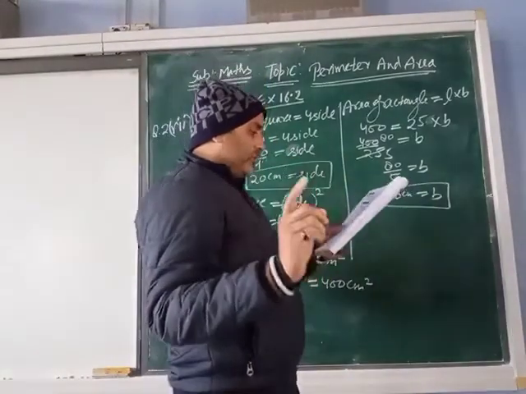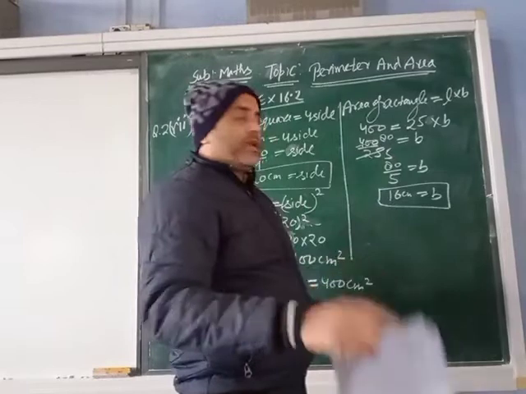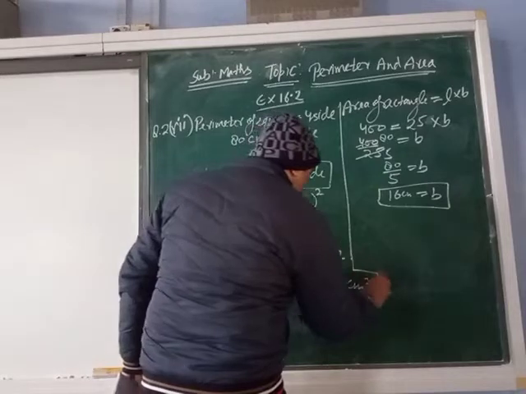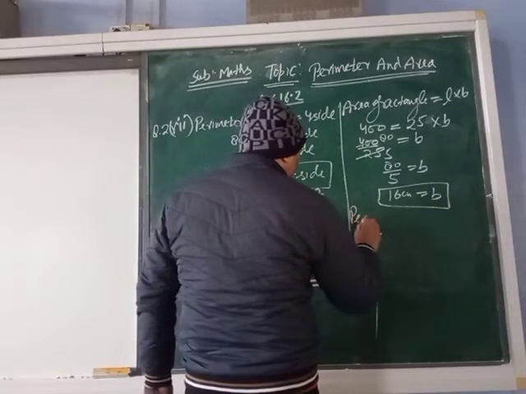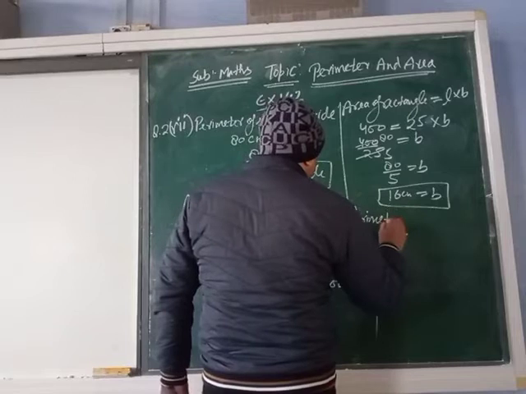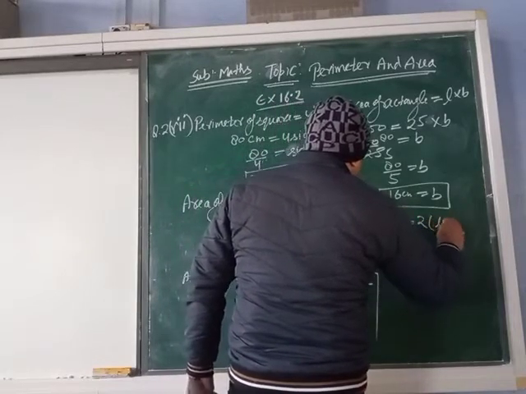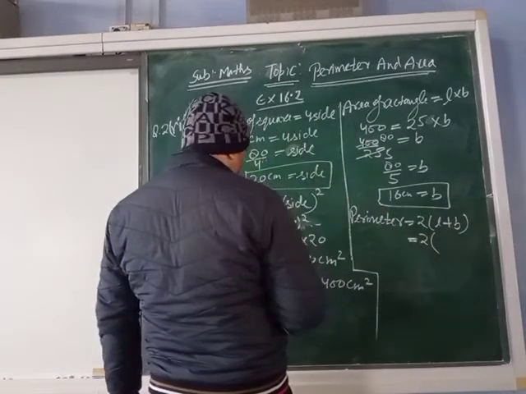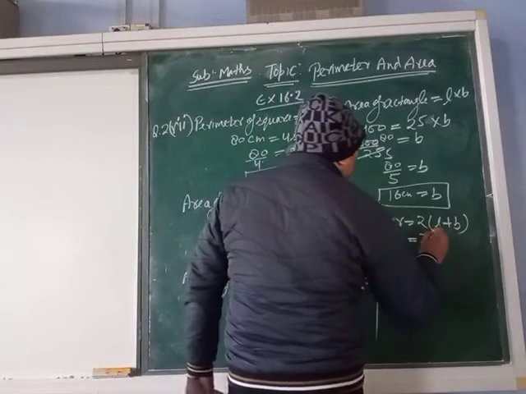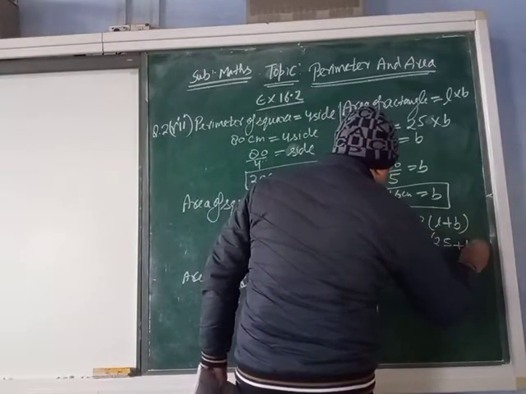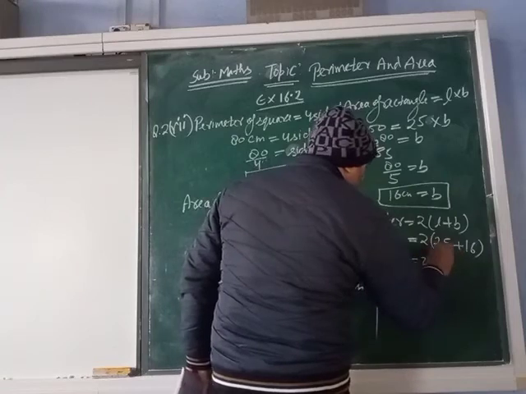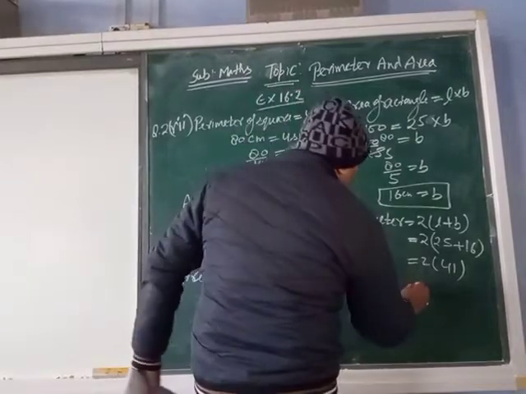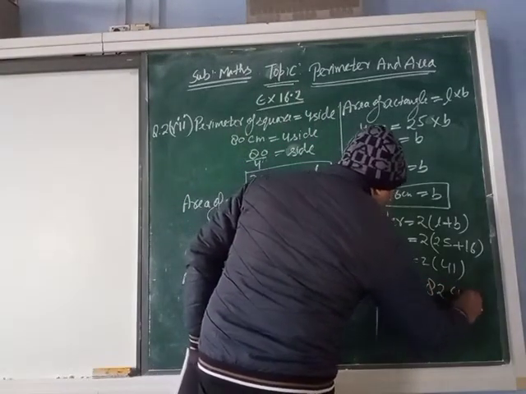So you will find one answer. We have to find both the breadth and the perimeter of the rectangle. The perimeter of a rectangle is 2 in bracket length plus breadth. Length is given, that is 25, plus 16. 2 in bracket 41. Multiply this, that is 82 centimeters.